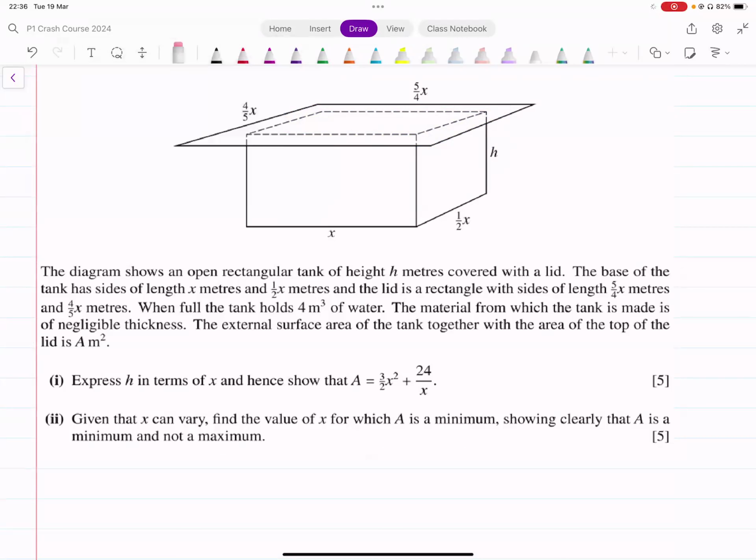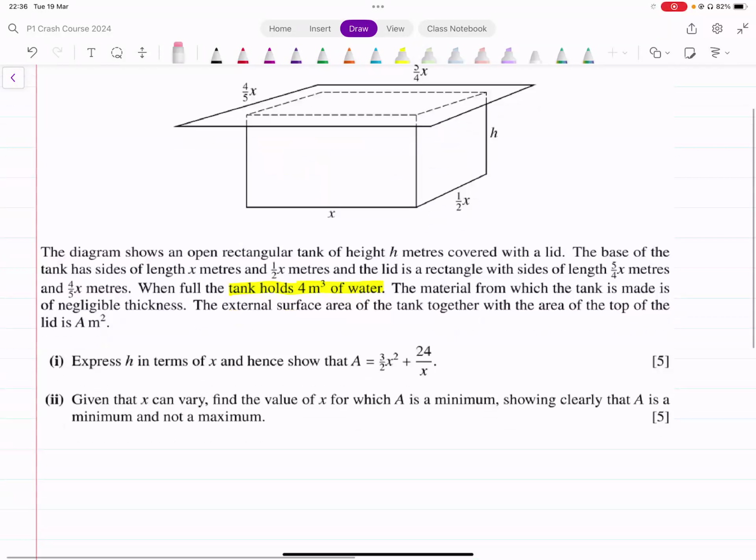When full, the tank holds 4 meter cube of water. Okay, now that's an important piece of information. When full, the tank holds 4 meter cube of water. That means the volume of the tank is 4 meter cube. The space in the tank, that is 4 meter cube. Okay, so you can make one equation using that information.